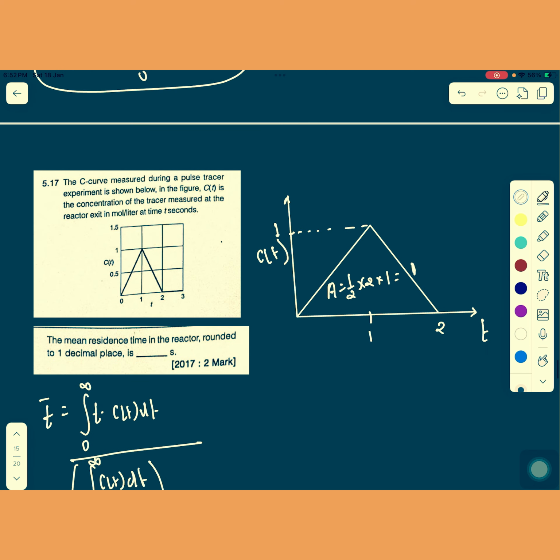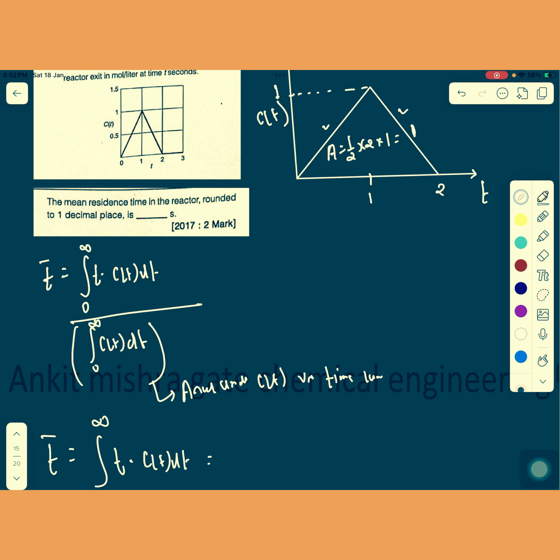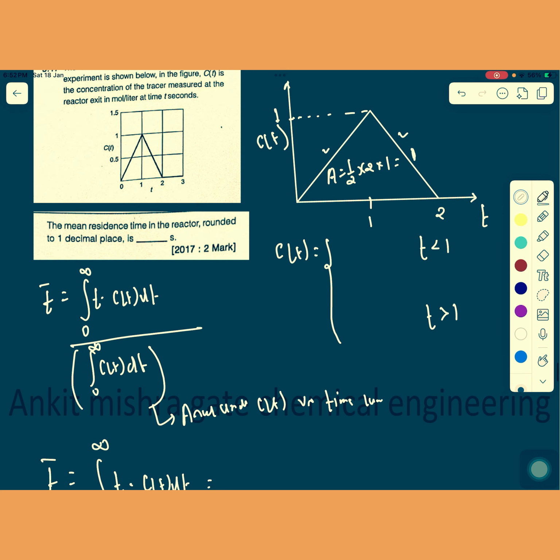Now you have to understand what is the equation of this line and what is the equation of this line. So C(t) has two parts: when time is less than 1 and when time is greater than 1. Let's say a line is passing through a point; what is the coordinate of this point? That is (1, 1), and the coordinate of this point is (0, 0).